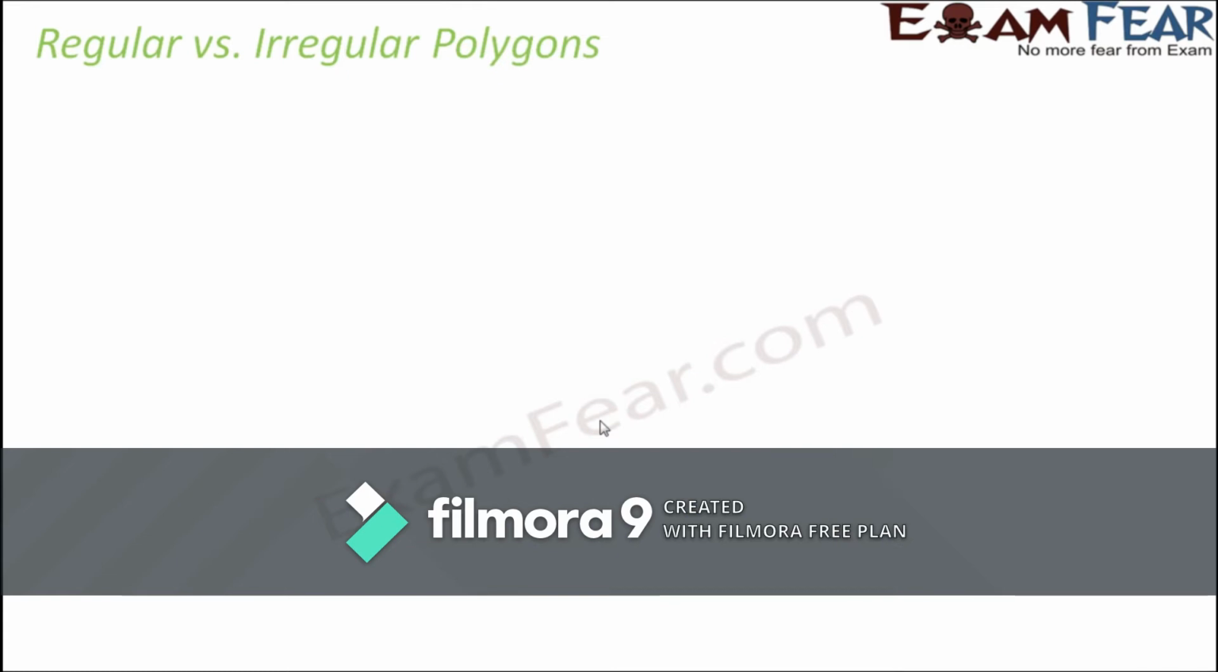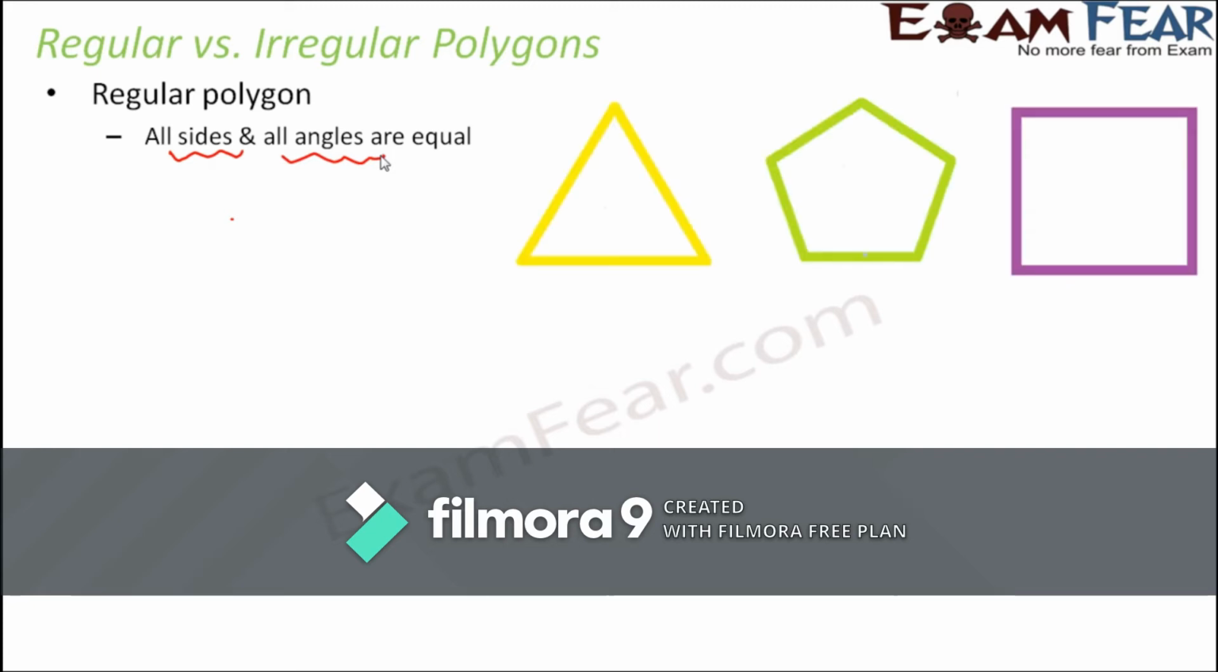Now let us discuss various categories of polygons. Polygons can also be regular or irregular polygons. The definition of regular polygon will become easier when we take examples. Here we will have to ensure that all the sides and all the angles are equal. So let us look at some examples.